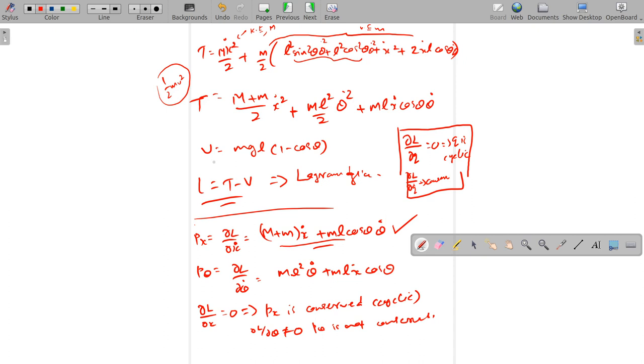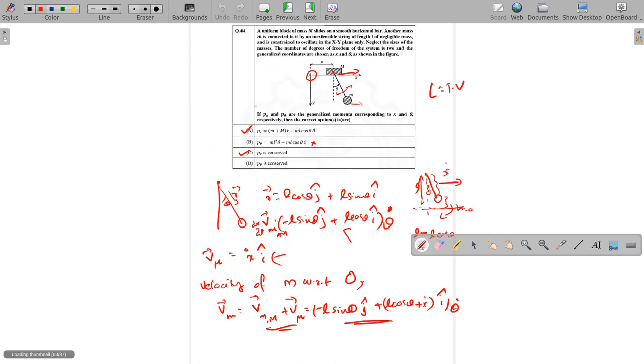So if you look at the Lagrangian, there is no x anywhere in the formula, right? So that means del L by del x is 0, and which means px is conserved. But there is a theta dependence here on the potential of the block small m. So that means del L by del theta is not 0 and it's not a conserved quantity. That's how you get option C is also true, whereas option D is not true. Okay, so these are the answers then.